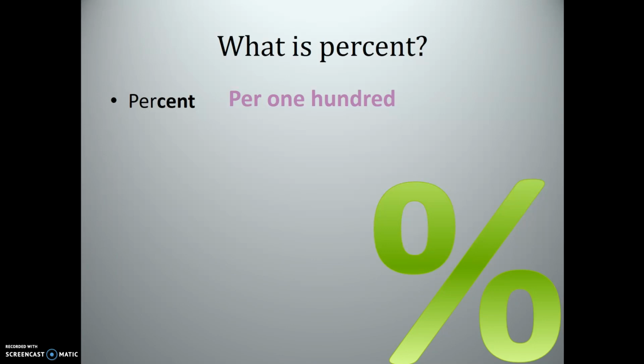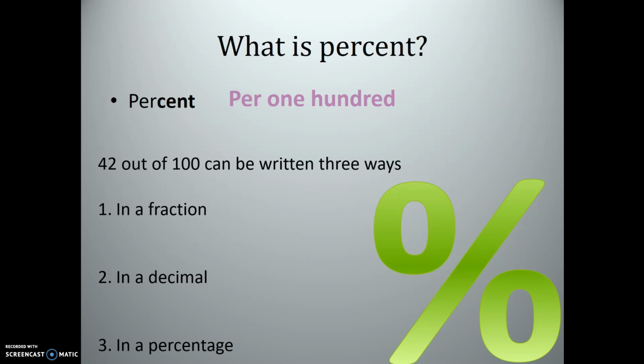Hopefully you guys remember from yesterday that percent is basically a combination of two terms that you already know: per, which means divide, and cent, which means 100. So percent literally means per 100. So if we were to write 42 out of 100, we could write it three different ways. We could write it as a fraction, 42 hundredths, as a decimal, also read as 42 hundredths, or as a percentage, 42%.